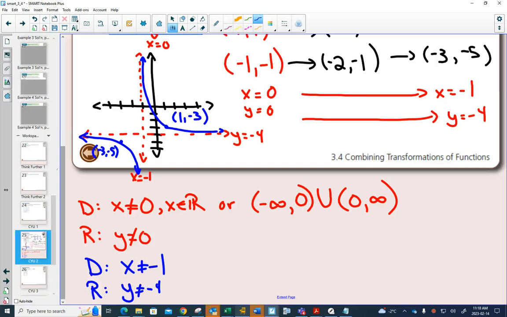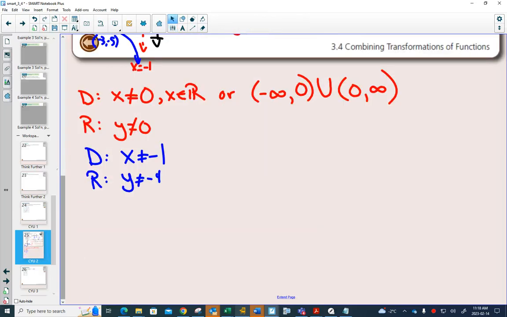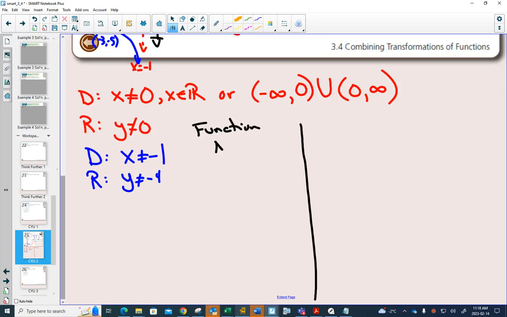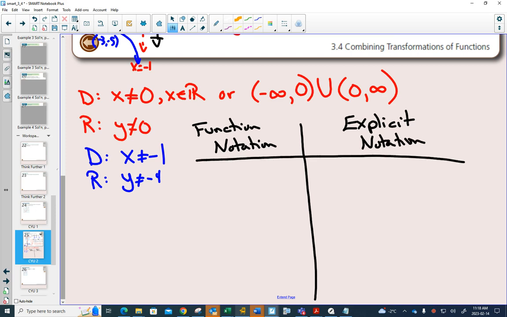One of the things that's sometimes confusing in this first unit in transformations is the notation, getting used to how to write things. And this is a great example to look at that right now. So we're going to make a chart here. This question was done in function notation. And sometimes we do questions in explicit notation. So we're going to look at this one just to talk about notation.